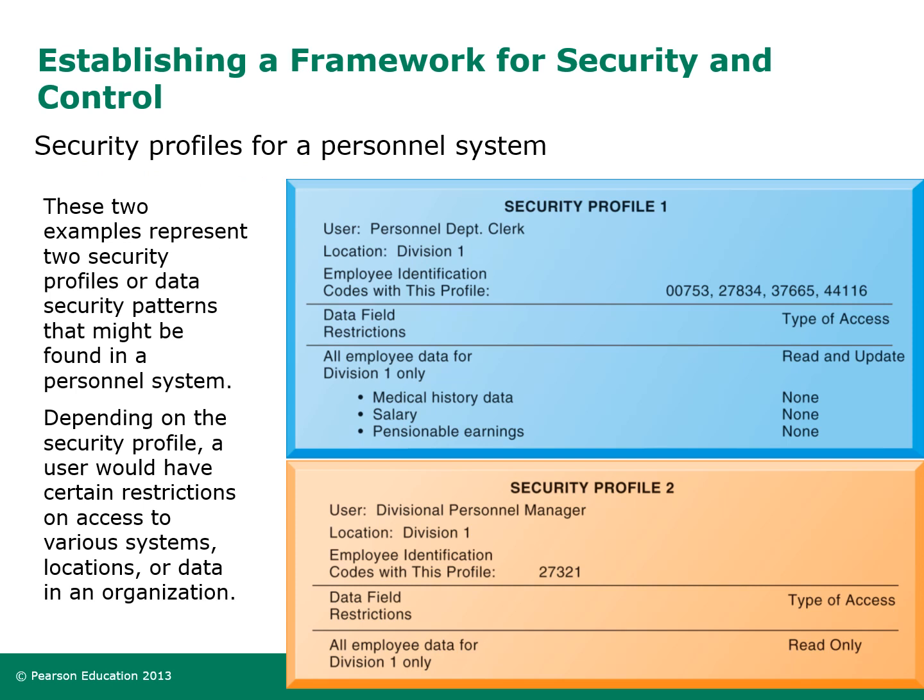As you can see here, there are two profiles of the personnel department, one as clerk and the other as manager. Both users are defined with location, identifications, data fields, and type of accesses. So, read or update, read only, or none, all kinds of accesses on data are already defined here.